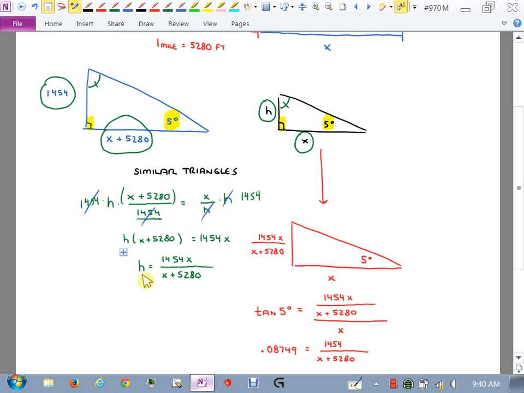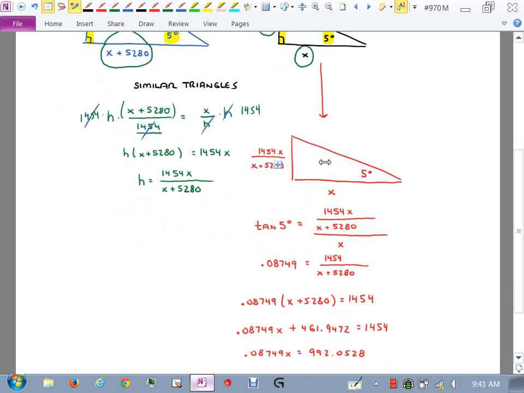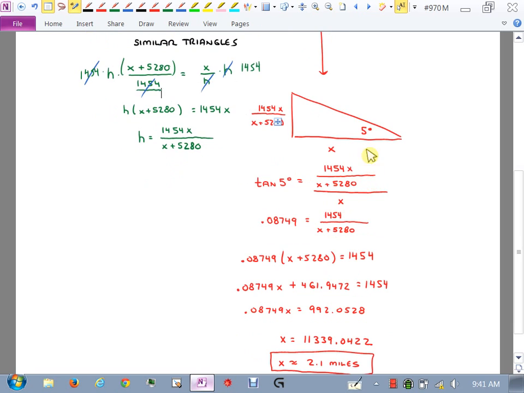Now, come back to this triangle right here and replace h with what we just found, which is right here. And now notice we have a triangle. We have an adjacent side, we have an opposite side, and we know the angle of this triangle, and we're trying to figure out what x is. So if I just set up this trig function, we know that tangent is opposite over adjacent. So tangent of 5 degrees should be the opposite side, which is this one, divided by the adjacent side, which is x. So what happens here is on my calculator, I can do tangent of 5 degrees and get this.